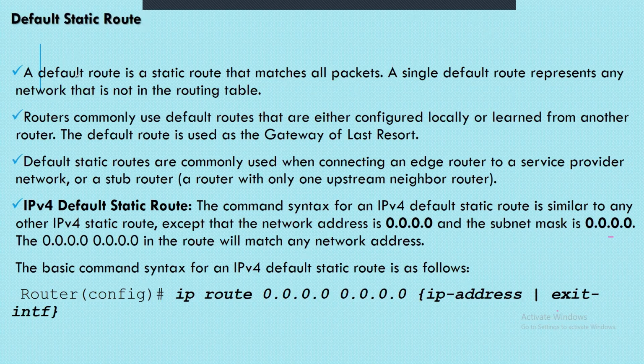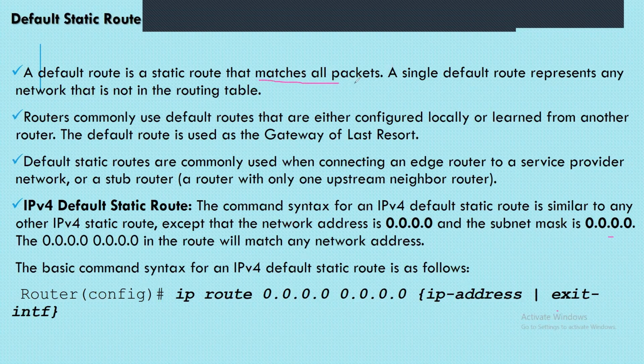Now, the default route is a static route that matches all the packets. Default static routes are commonly used when connecting an edge router to a service provider network, or a stub router, a router with only one upstream neighbor router. The IP version 4 default static route command syntax is similar to any other IP version 4 static route, except that the network address is normally 0.0.0.0 and the subnet mask is the same, 0.0.0.0.